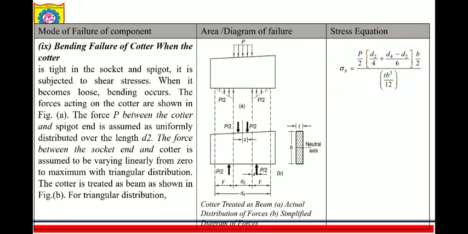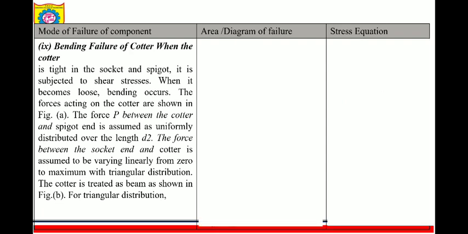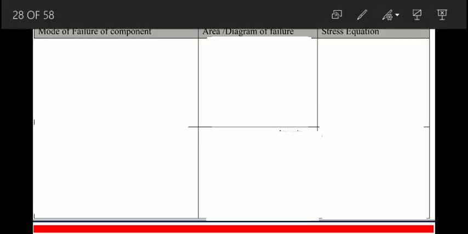And shear failure of the cotter, we have already seen. Shear failure of the cotter we have already seen. So where is the shearing failure of the cotter?